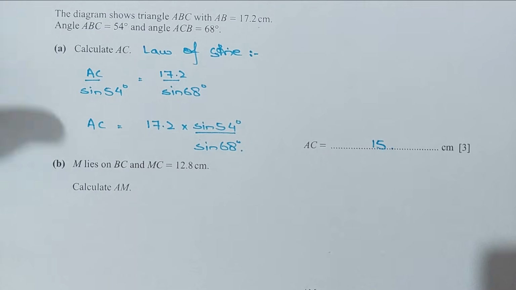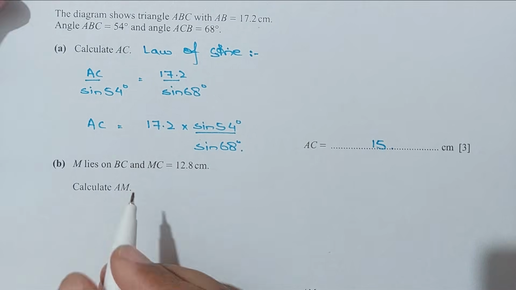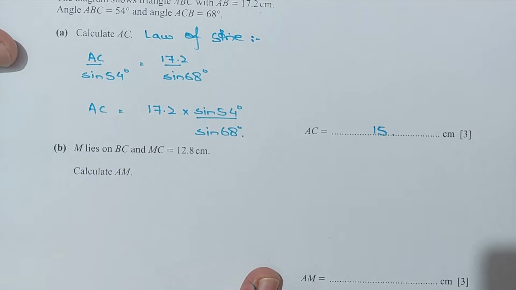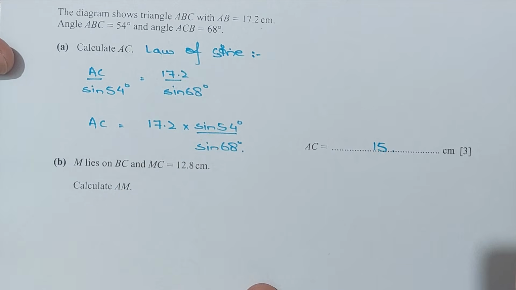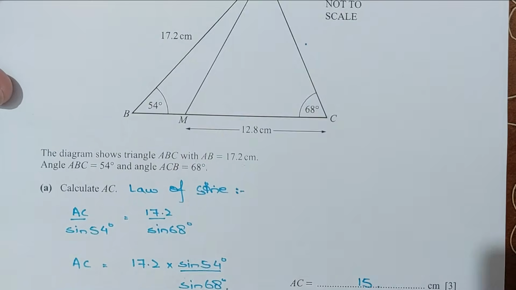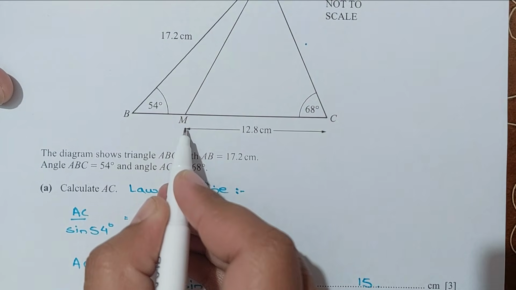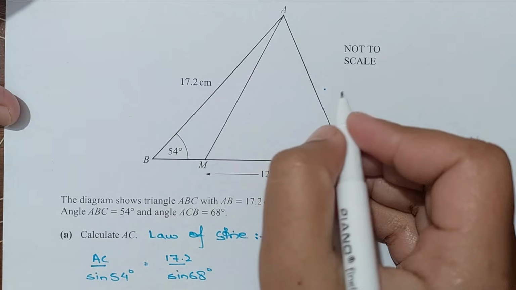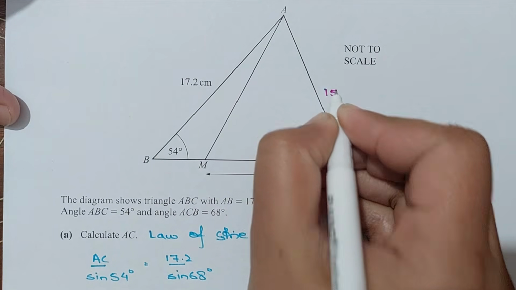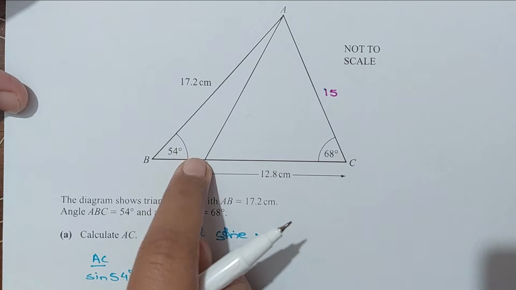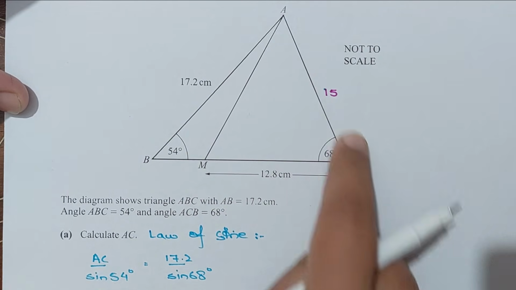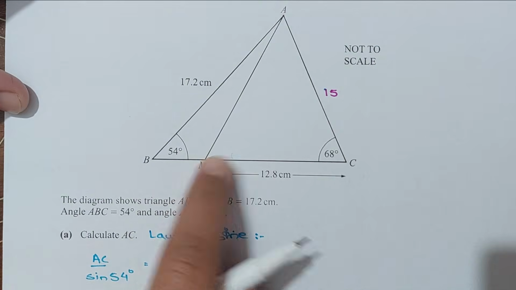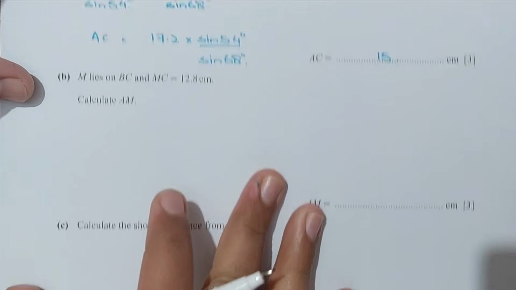Now for part B, M lies on BC. M is a point which lies on BC. M to C is 12.8 centimeter. Calculate AM. A to M we have to calculate. From part A we have done AC, which is 15. Consider this triangle A, M and C. This side, and the angle between them is given. Finding this side, we have the front side of the angle, applying law of cosine here.